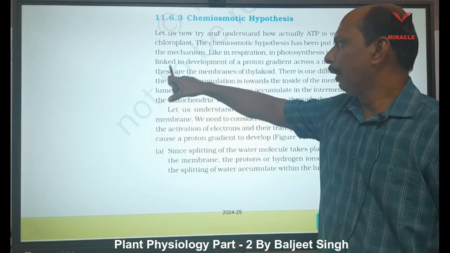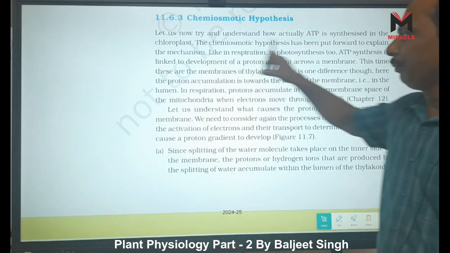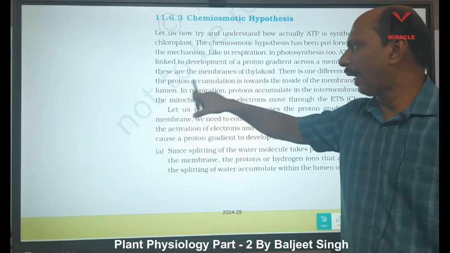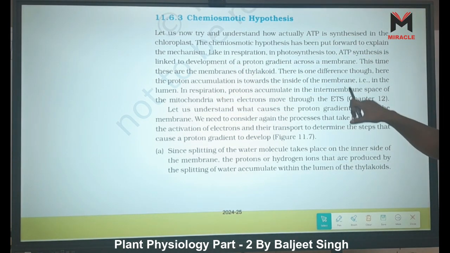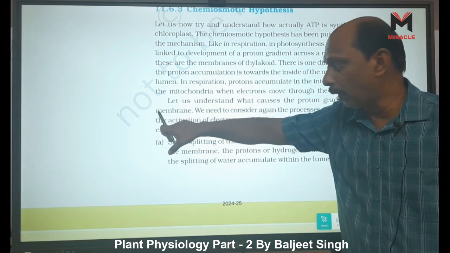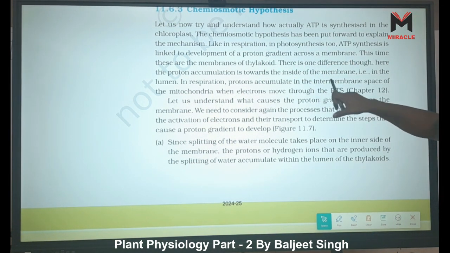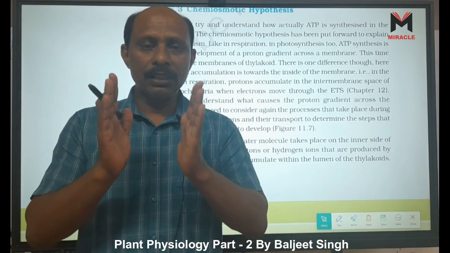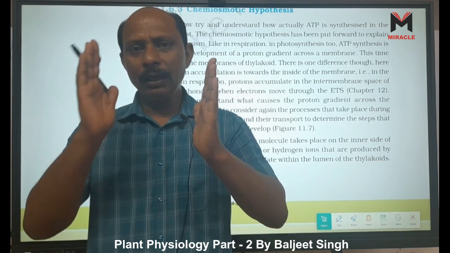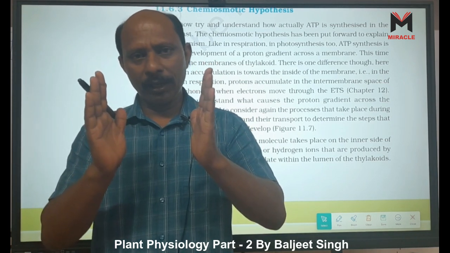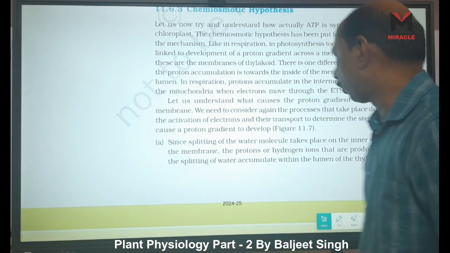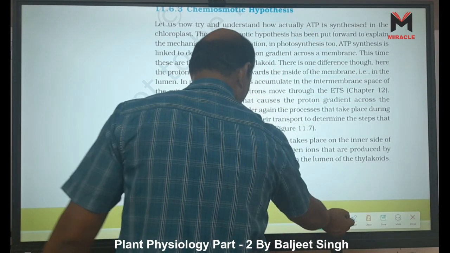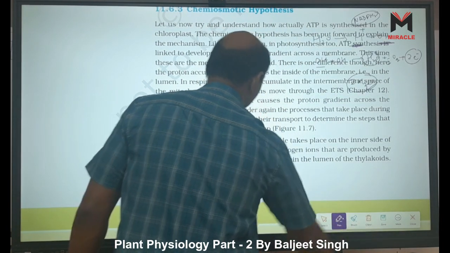ATP synthesis is linked to development of a proton gradient across the membrane, and this time these are the membranes of thylakoids. There is one difference though. Here the proton accumulation is toward the inside of the membrane, that is in the lumen, as I explained earlier. In respiration, protons accumulate in the intermembrane space of mitochondria, that is, between the outer and inner membrane of mitochondria, when electrons move through the ETS. Look here, I draw a figure and then you can understand the difference between these two.